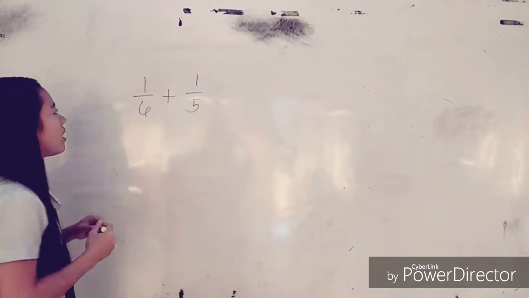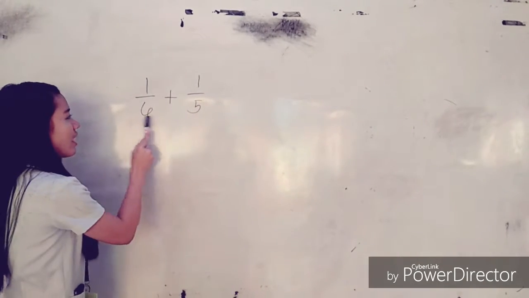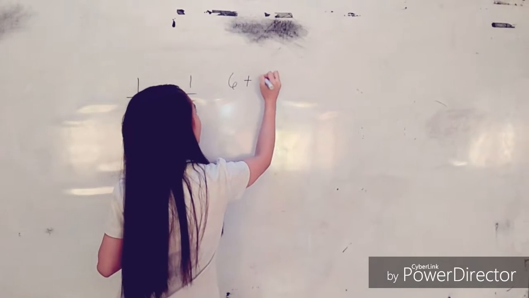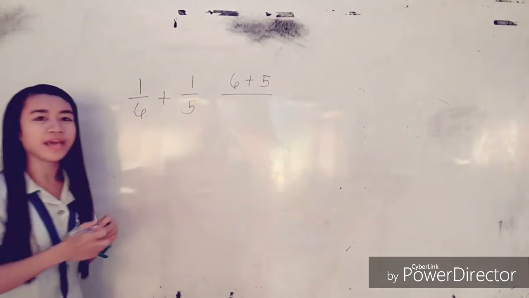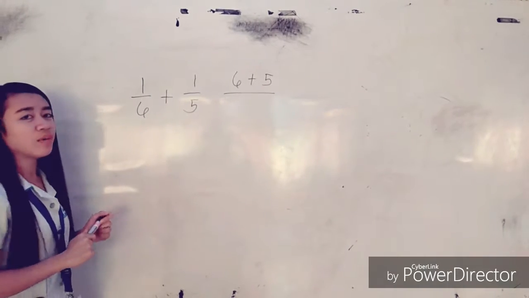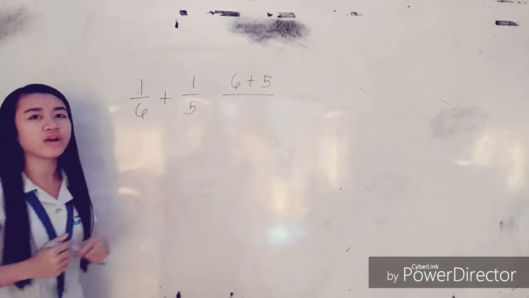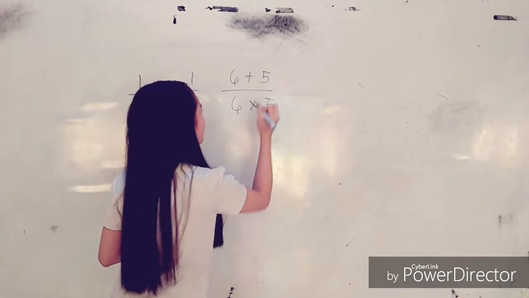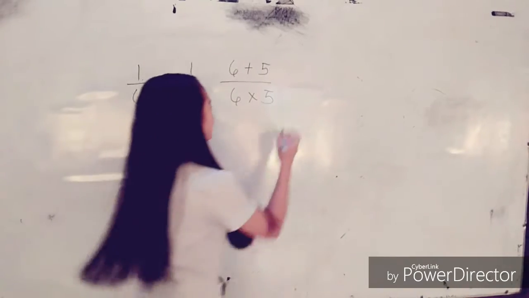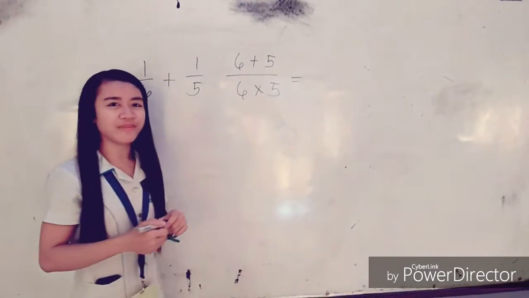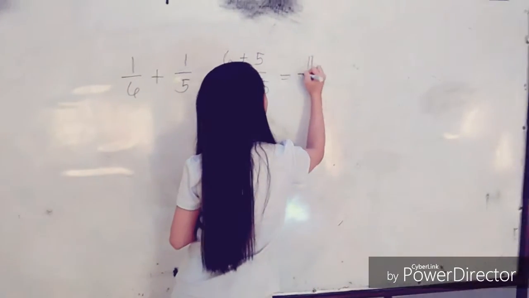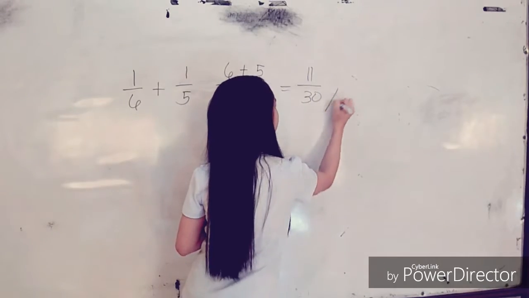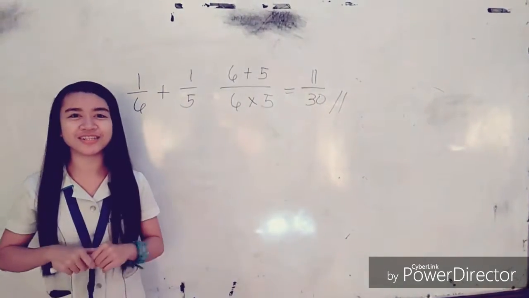Then next, we add the denominators of the first and second fraction. So 6 plus 5 over. Then next we multiply the denominators of the first and second fraction. So it will be 6 times 5. Now let's find the answer. 6 plus 5 is equal to 11. Then 6 times 5 is equal to 30. So that's the final answer.